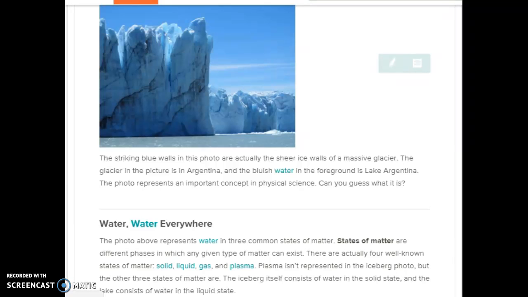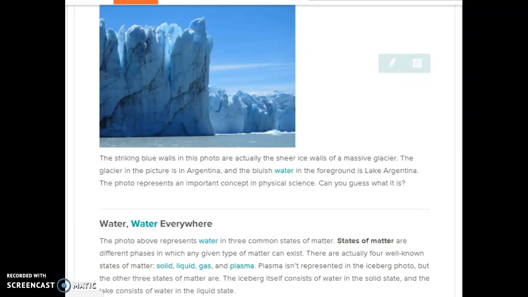Let's ask ourselves a question. Do you think it's possible that there could also be some water in the gas state on this lake, in between the lake and the ice? The answer is yes, it can be gas. Water forms gas when it evaporates from the lake into the air.